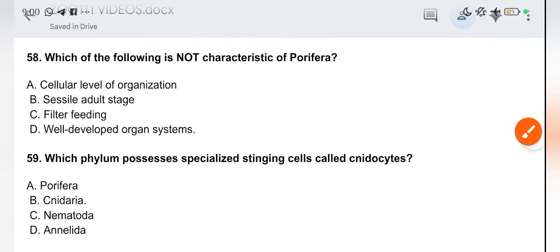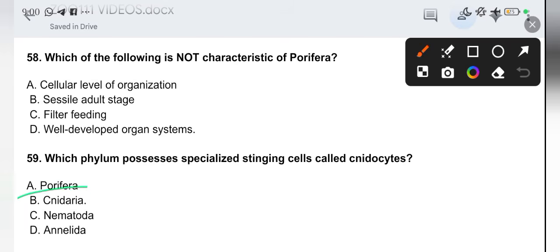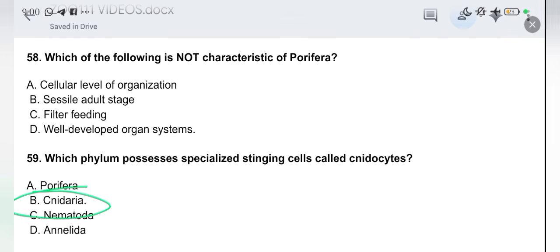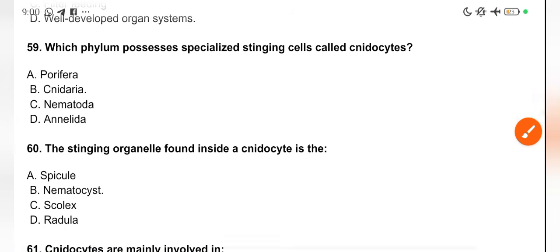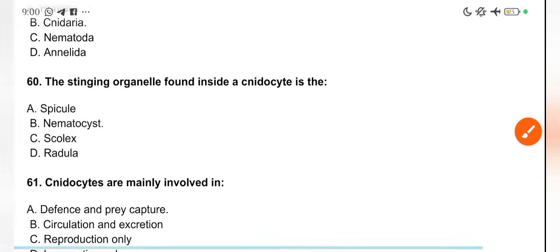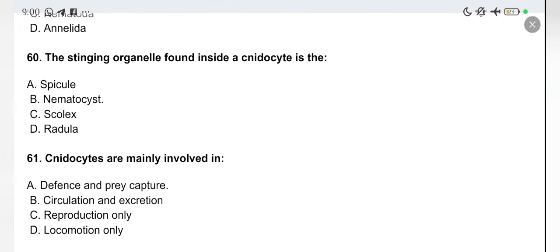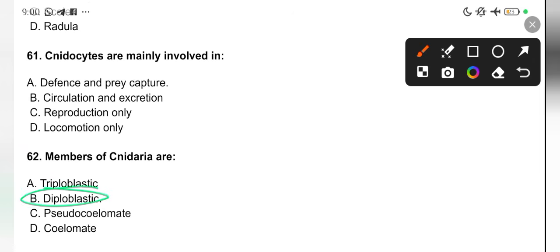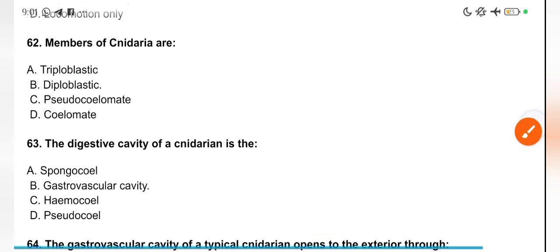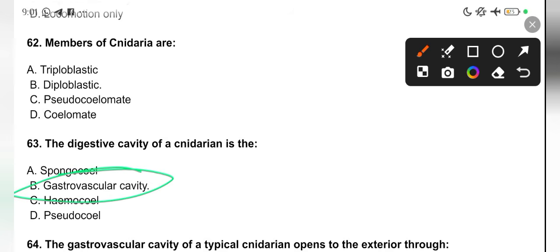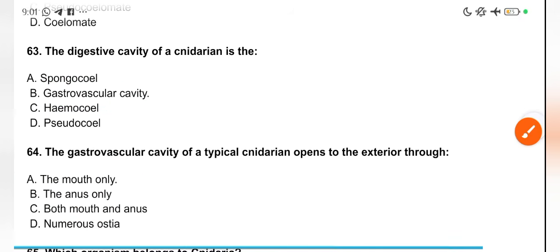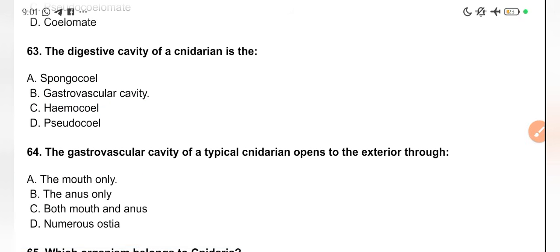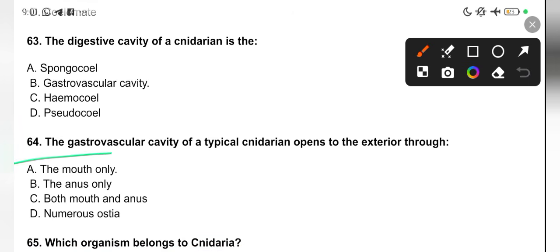Remember that. Which phylum possesses specialized stinging cells known as cnidocytes? The Cnidaria. From the word cnidocyte, you should know that it is Cnidaria. Okay, 60. The stinging organelle found inside the cnidocyte is known as the nematocyst. Cnidocytes are mainly involved in defense and prey capture. Since Cnidarians are diploblastic, please take note of that. Diploblastic. The digestive cavity of a Cnidarian is the gastrovascular cavity. The gastrovascular cavity of a typical Cnidarian opens to the exterior through the mouth only. So Cnidarians have just one opening. So what they use to eat is what they still use to excrete. Okay, just use that analogy.